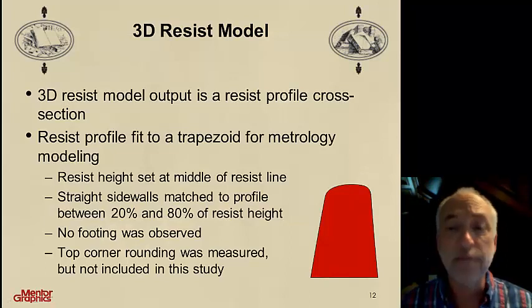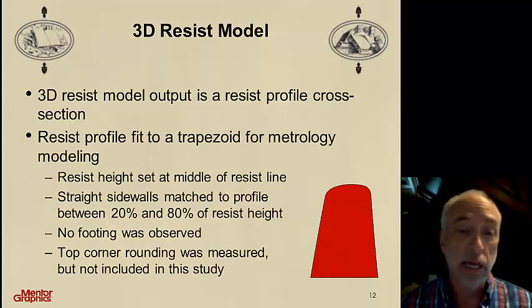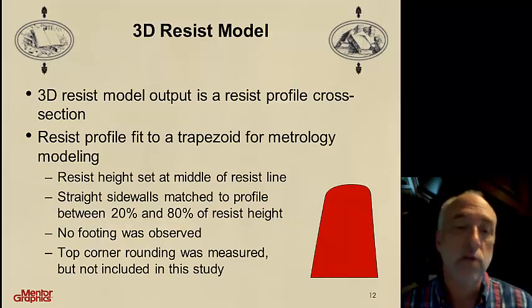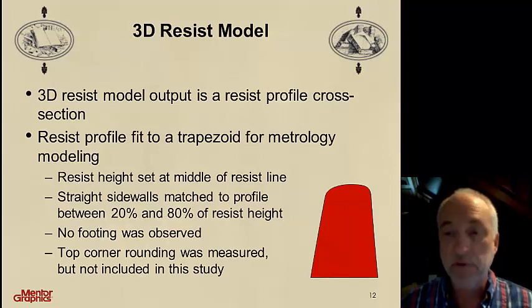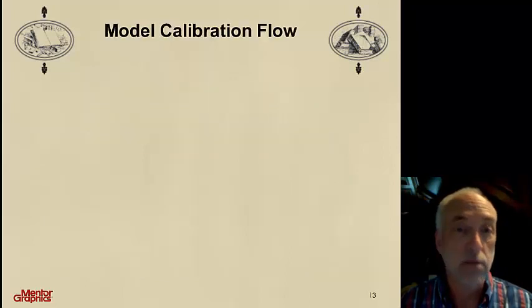We didn't observe any footing in our simulated cases here, and while top corner rounding was predicted, we ignored that in this study. We're going to include top corner rounding in a subsequent study. So we fit a best fit trapezoid to the simulated 3D resist profile, and that became the input to our analytical line scan model.